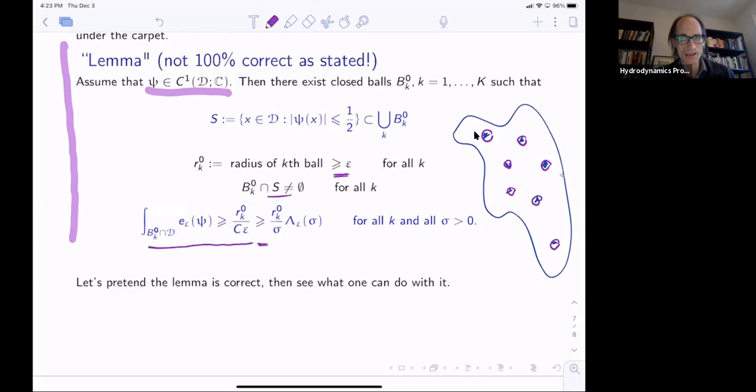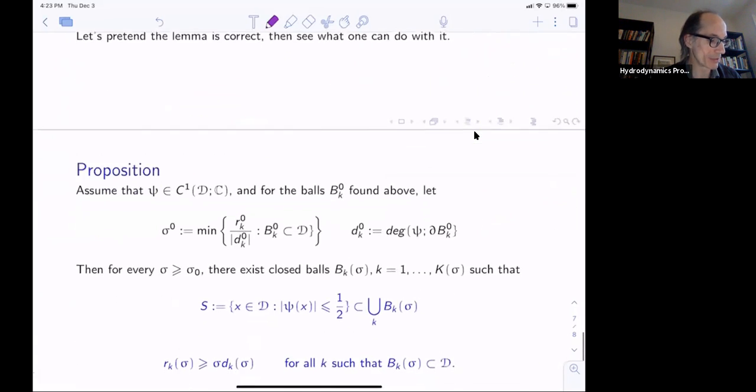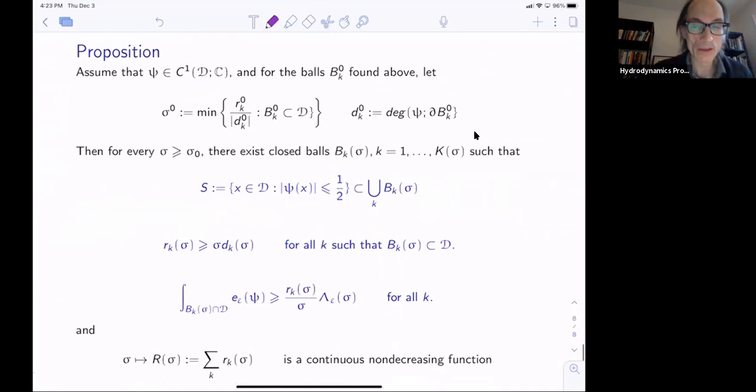And so one uses these kinds of considerations. But let's pretend the lemma is correct and see what one can do with it, as I've written here. So this is going to be the main tool in the proof of the theorem I stated earlier. So let me say, any questions?